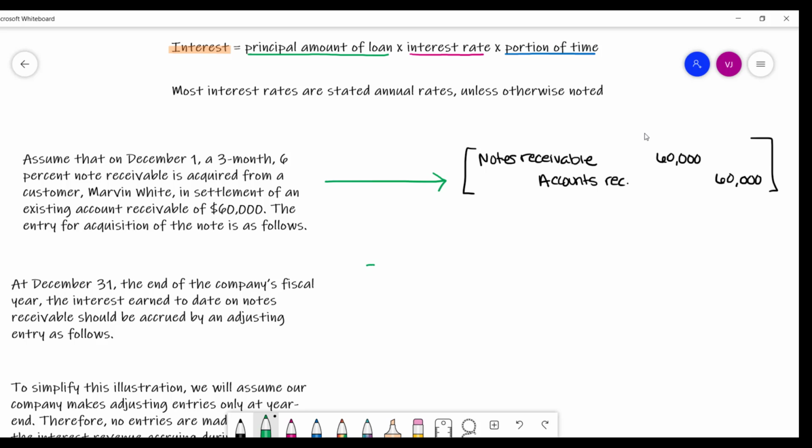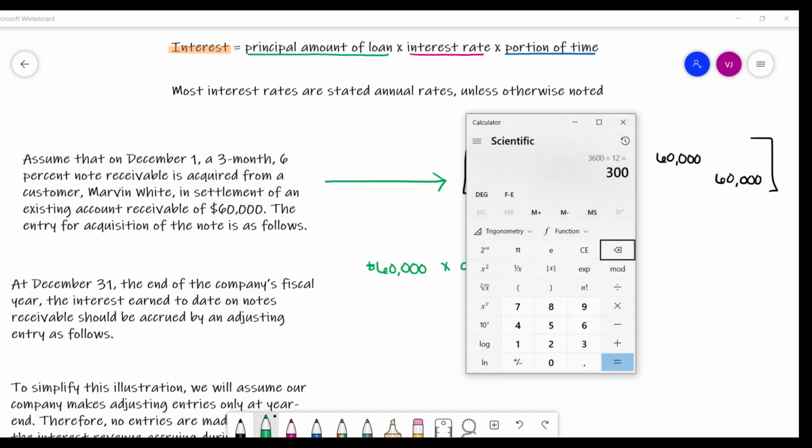So the total principal amount of the loan is $60,000 times the interest rate of 0.06, so 6%. The $60,000 times the 6%, that's $3,600 of interest, but that's for a whole year if the note were to be held onto for an entire year.